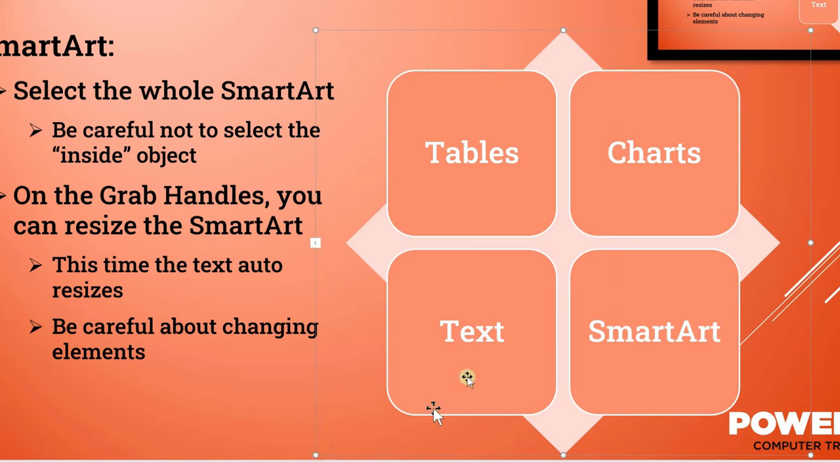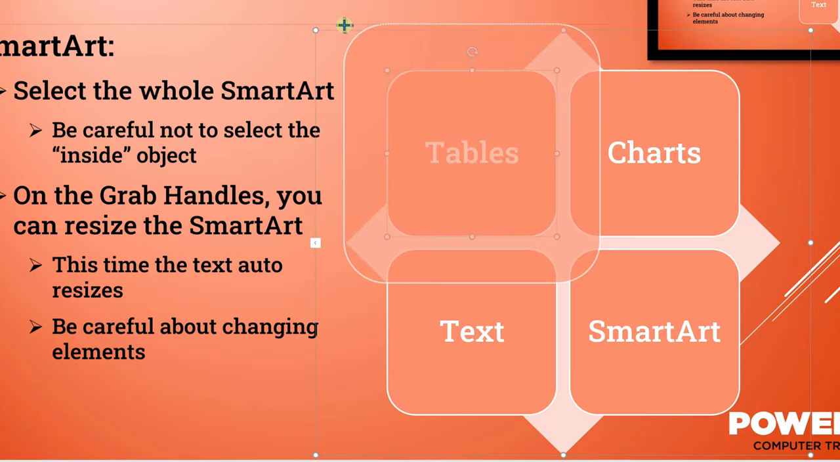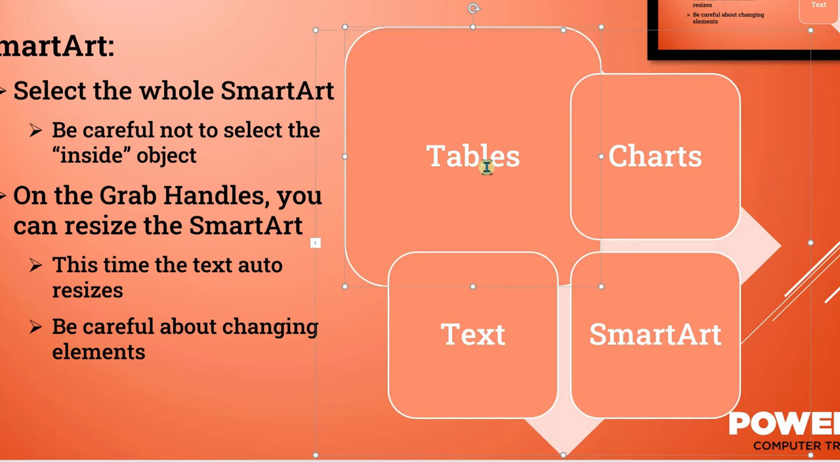Now I will resize the SmartArt by dragging the bottom left grab handle diagonally. And unlike charts and tables, the text font grows. Look, it went from 24 point to 28 point. Cool. But one word of warning, only grow the complete SmartArt object. Don't grab an individual element. It will let you, but the collection gets all messed up and the font changes no longer grow.